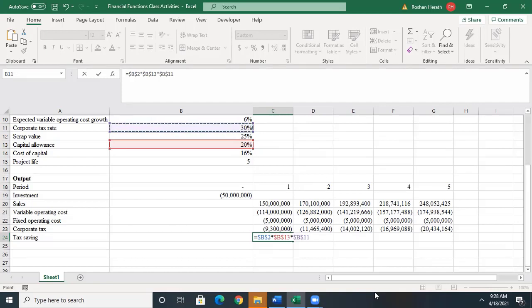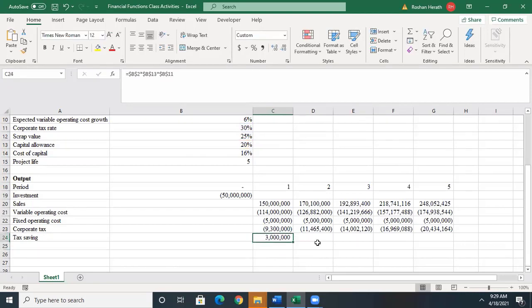Right. So you have a tax saving of 3 million each year.